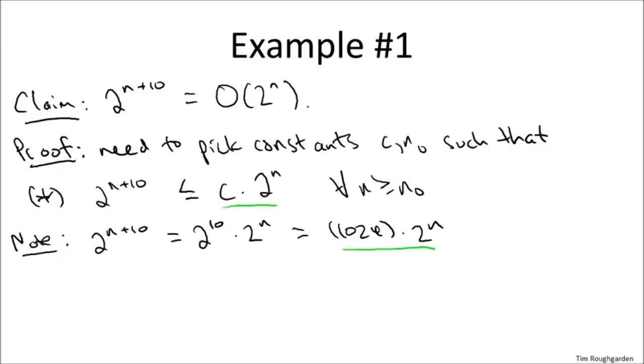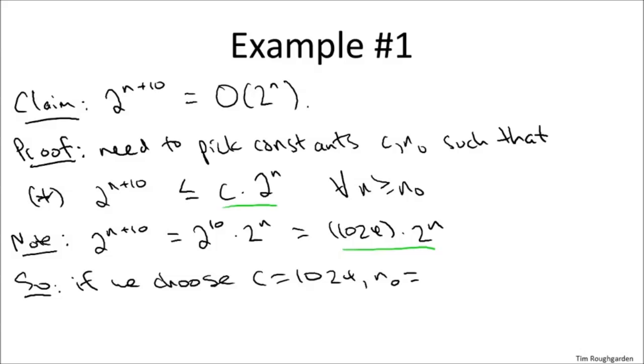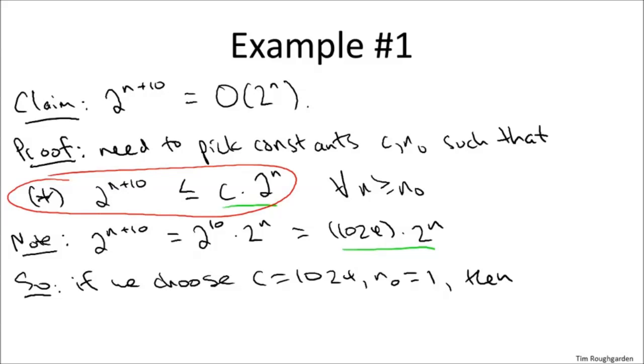So if you look at where we are so far and where we want to get to, it seems like we should be choosing our constant c to be 1024. So if we choose c to be 1024, and we don't have to be clever with n naught, we can just set that equal to 1, then indeed star holds, so the desired inequality.